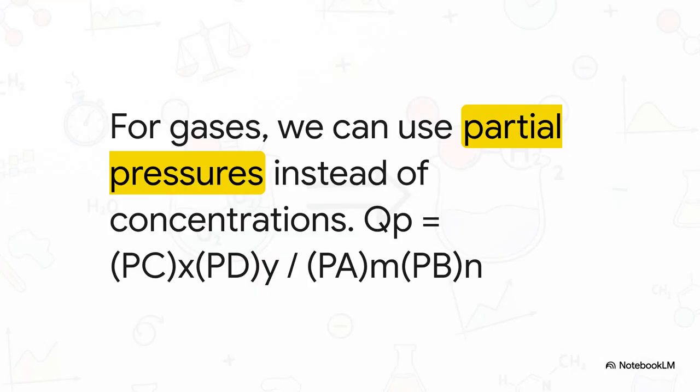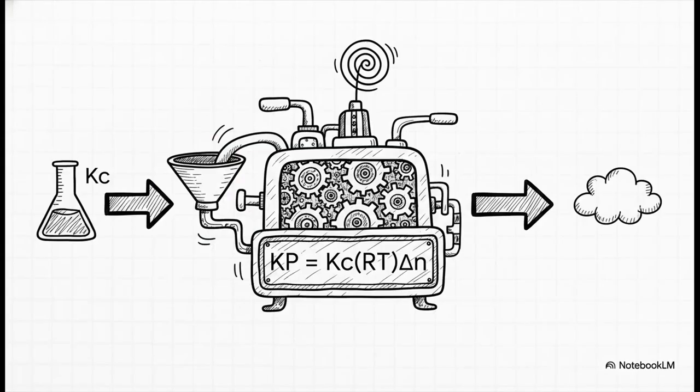Now, when we're dealing with gases, sometimes it's just easier to work with pressure instead of concentration. But the idea is exactly the same. We set up our ratio, products over reactants, but this time we use their partial pressures. And that gives us Qp, the reaction quotient based on pressure. And this cool little equation is like a translator. It lets us convert between the concentration constant, Kc, and the pressure constant, Kp. Here, R is the good old ideal gas constant, T is the temperature in Kelvin, and that delta n is just the change in the total number of moles of gas from your reactants to your products. It's an incredibly handy tool to have.